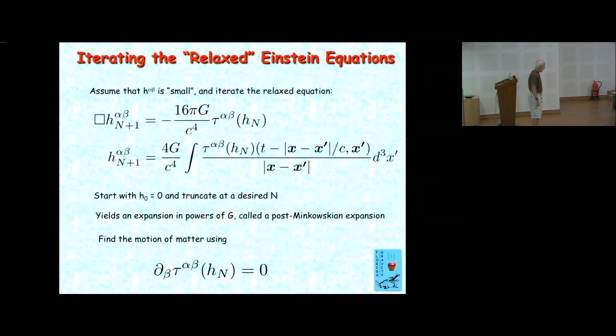But here's where we now introduce our assumption that we're primarily working with weak gravitational fields, situations where H is small compared to unity. So we're not going to be able to do physics at the event horizon of a black hole, because there the deviations from flat space-time are of order unity. It's very strongly curved. So there are certain things we have to give up with this approach.